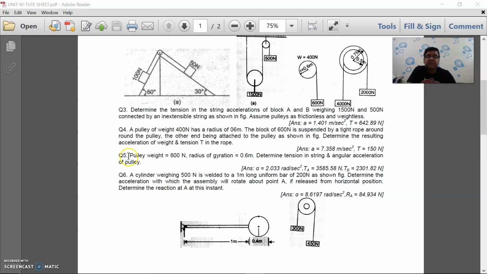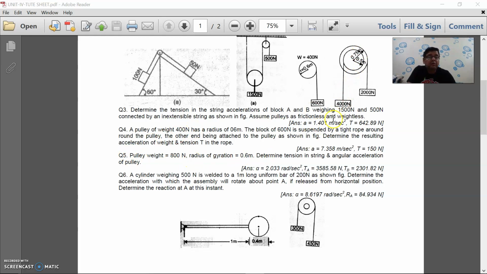Let us first study this numerical. Pulley weight is given as 800 Newton. Radius of gyration for this pulley is 0.6 meter. It is a step pulley, which means it's a concentric pulley in which this particular string is moving around the 0.75 meter radius pulley, and this particular weight is moving around the 0.5 meter radius pulley. Sorry, 0.5 meter radius and 0.75 meter radius.